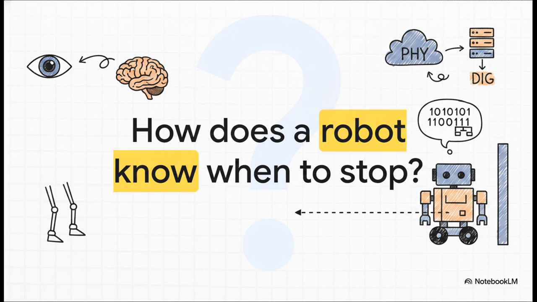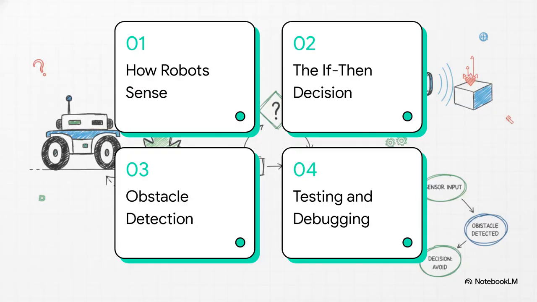So to answer this question, we have to think critically about how a machine actually responds to its environment. We need to bridge that gap between the physical world out there and the digital instructions running inside the robot's computer brain. To get there, here's our roadmap for today. First, how robots sense. Second, the if-then decision. Third, practice, obstacle detection, and finally, testing and debugging.